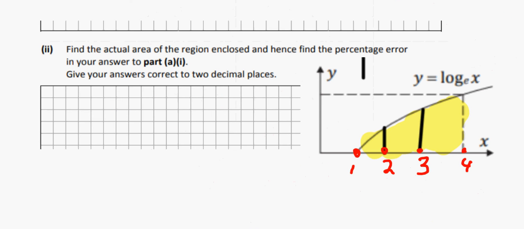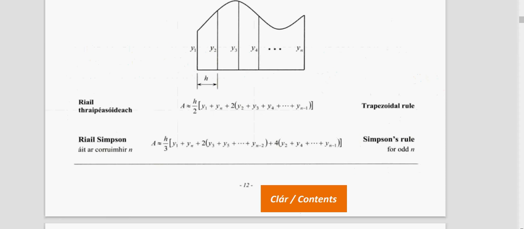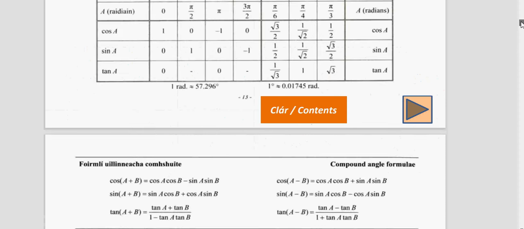Now, part of me goes, no bother. It's the area from 1 to 4, and it's the y value, which is ln x, isn't it? That's easy. That's what we were worrying about. I'm just going to go to the integration. Where's integration again? 34, is it?